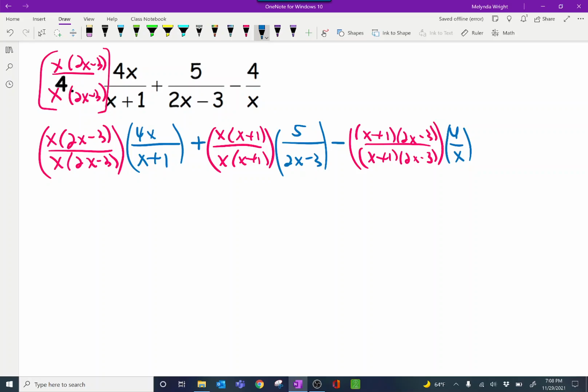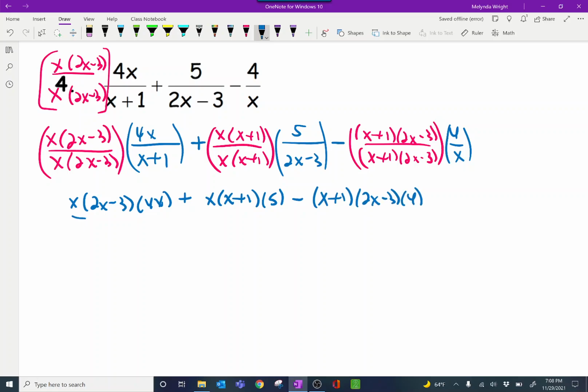So the numerator, I'm going to have the x times 2x minus 3 times 4x, plus we have the x times x plus 1 times 5, minus we have the x plus 1 times 2x minus 3 times 4, all over x plus 1 times 2x minus 3 times x.